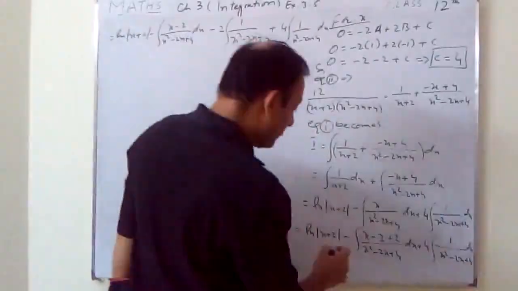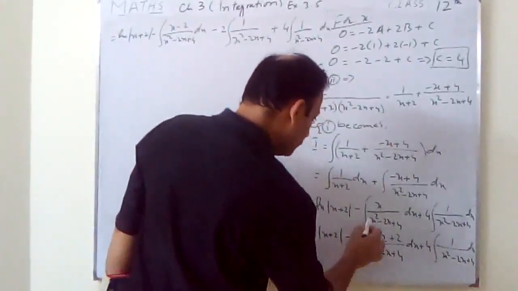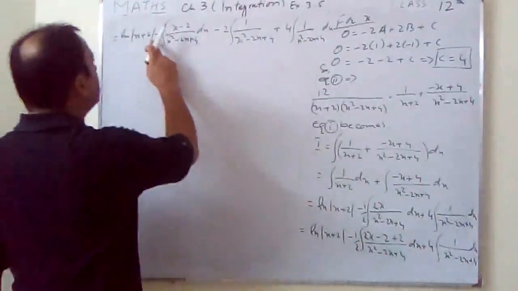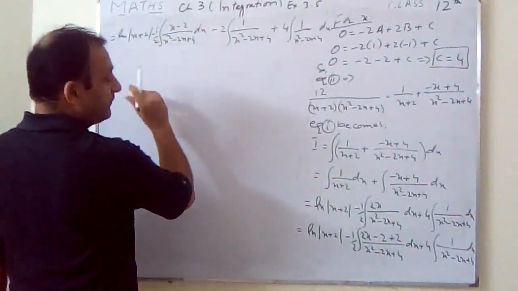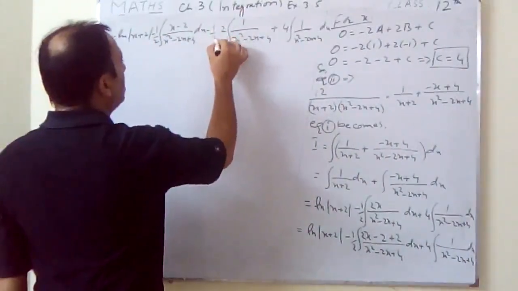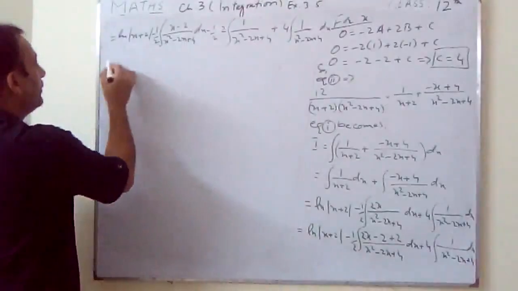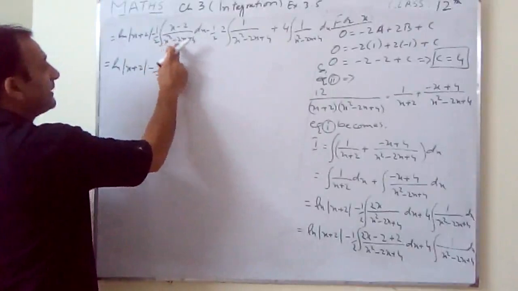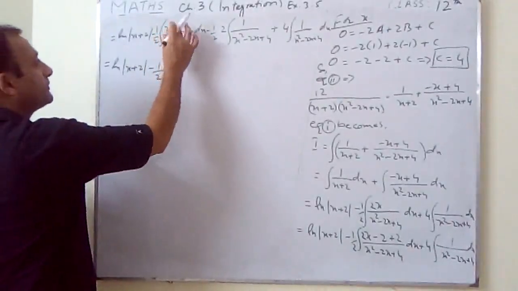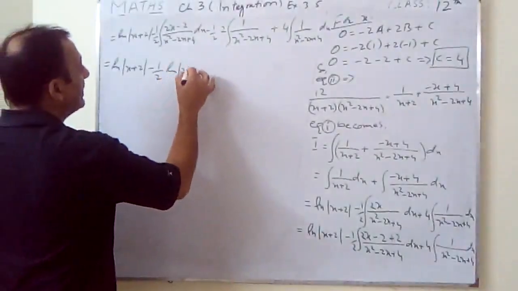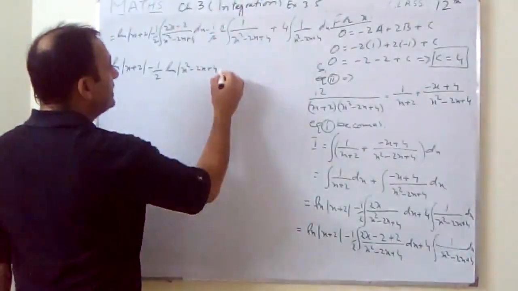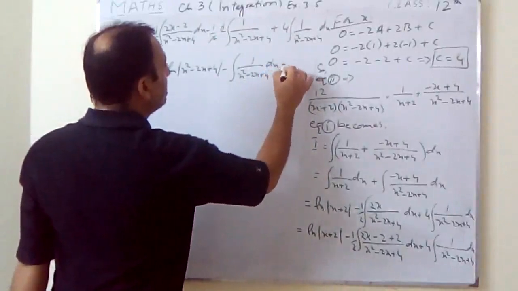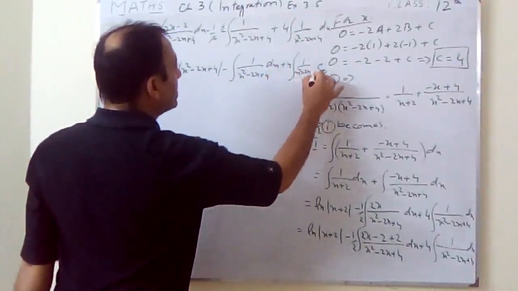Before that, there is another step I write. There is 1 over 2, 2x. So here 2x is there. So this minus 1 over 2, and this is 1 over 2 also here. So log of x plus 2 minus 1 over 2, the derivative of x square minus 2x plus 4, which is 2x minus 2, is there. So log of x square minus 2x plus 4. Cancel. So minus 1 over x square minus 2x plus 4 dx plus 4 1 over x square minus 2x plus 4 dx.